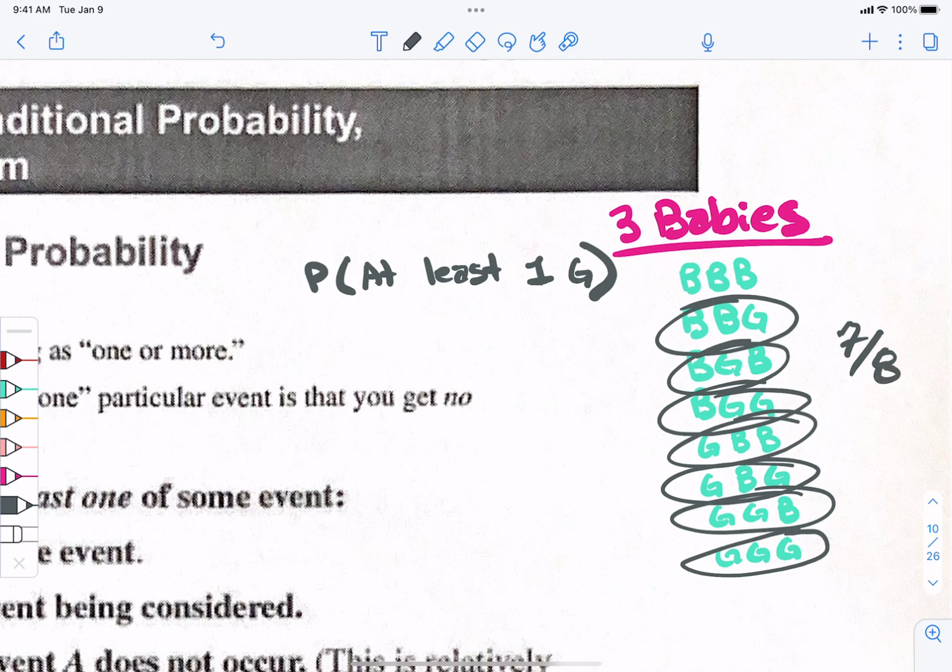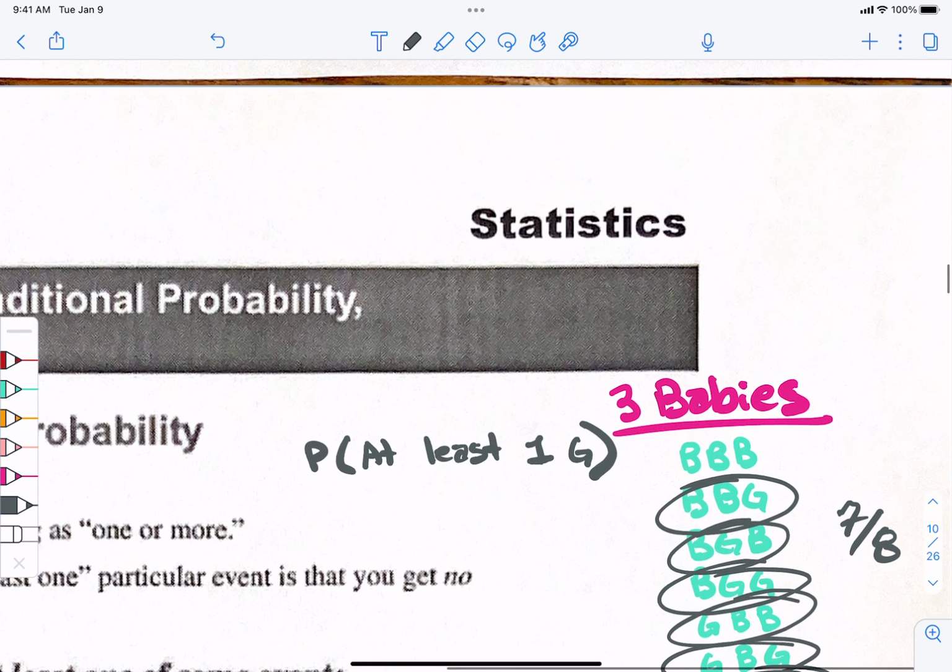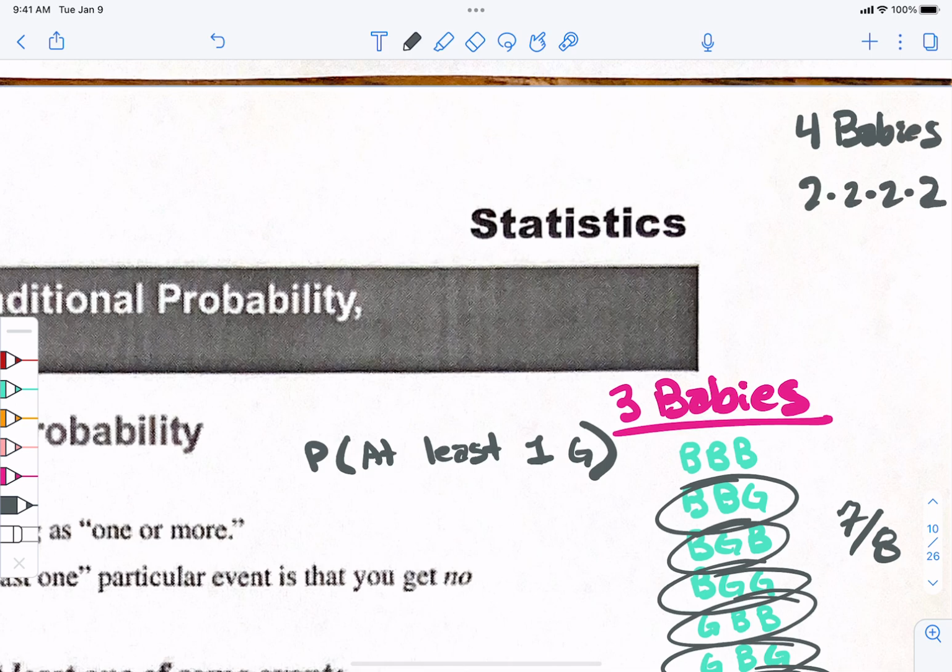Here's what I don't want to have to do. I don't want to make the list every single time, because let's say they say a combination of 4 babies. Do you know how many combinations there are with 4 babies? Too many. 2 times 2 times 2 times 2, which is 16. Do you want to list out all 16 combinations? Probably not, right?